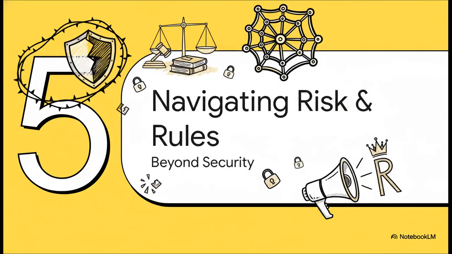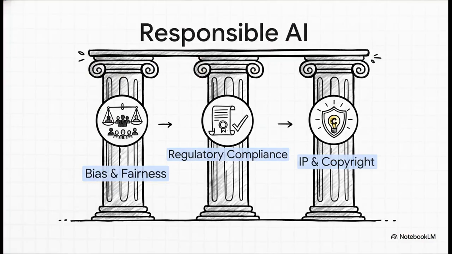All right, now for our final layer. And honestly, this one's a big one: risk. And this goes so far beyond just stopping prompt injections. This is about navigating the really complex world of ethics, legal compliance, and your company's reputation. A top-tier architect has to think in these three pillars.